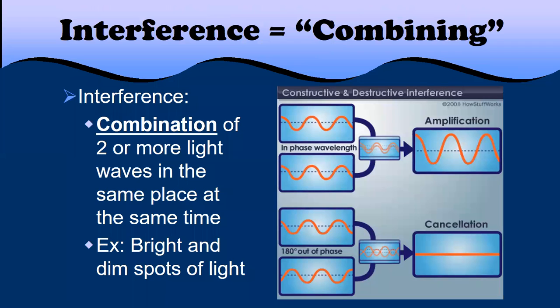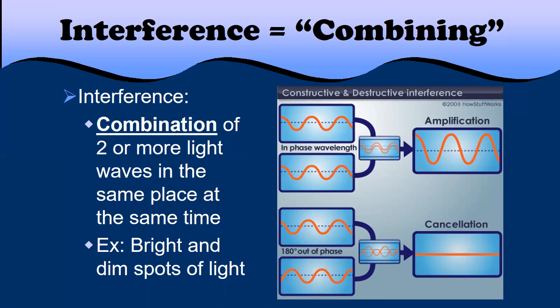All right, the next form of behavior that we're going to study is interference. Now, when we think of interference, we need to think of the word combining. Combining is when we put two or more things together, right? Well, interference, we're taking two or more light waves in the same place at the same time.